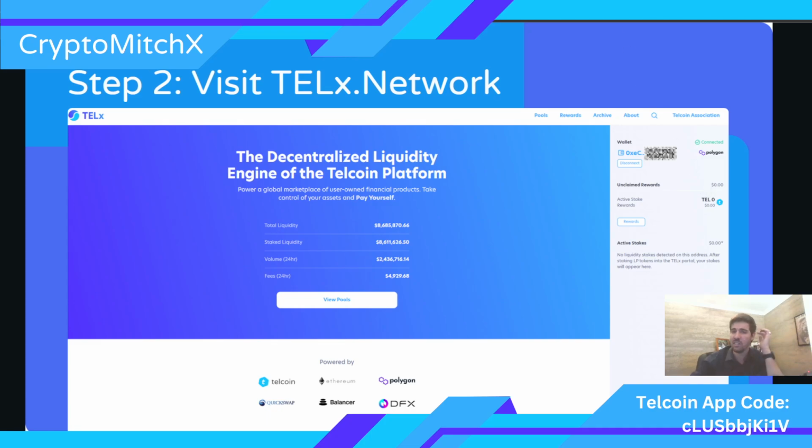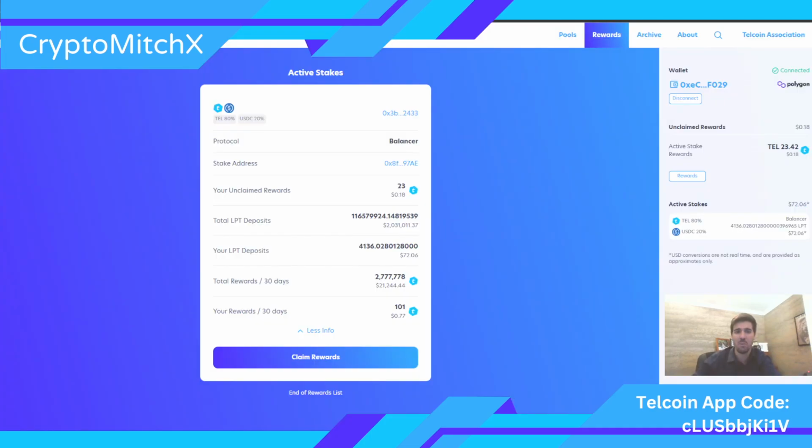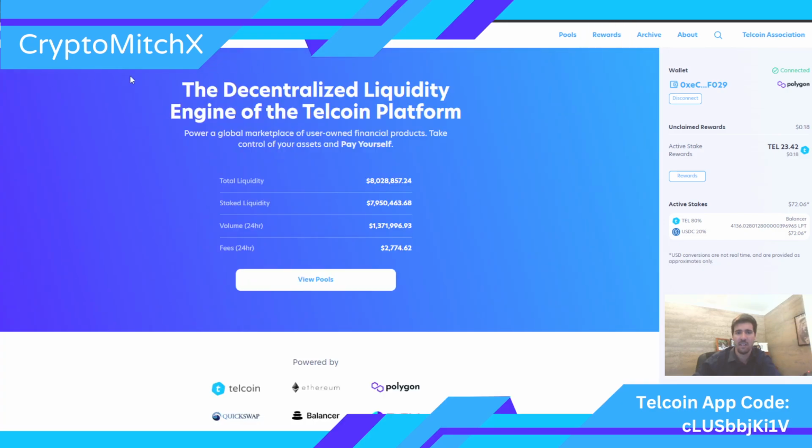Step 2, you want to visit the TELx network. So I've got that open here. It looks like this. They talk about the decentralized liquidity engine of the Telcoin platform. They talk about the total liquidity locked up, the amount staked, the 24-hour volume, which is over $1.3 million, and the 24-hour fees, which currently sits at 2.7K US dollars for the day. Then over on the right, you can see your wallet, which I've already connected. You can see the amount of fees that you've earned in a week.